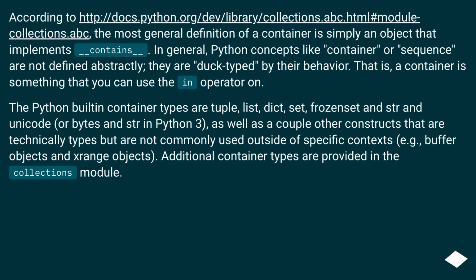The Python built-in container types are tuple, list, dict, set, frozenset and str and unicode, or bytes and str in Python 3. As well as a couple of other constructs that are technically types but are not commonly used outside of specific contexts, for example, buffer objects and range objects. Additional container types are provided in the collections module.